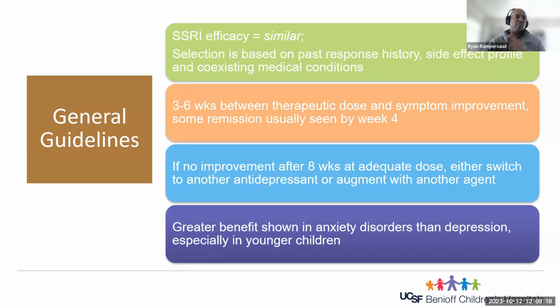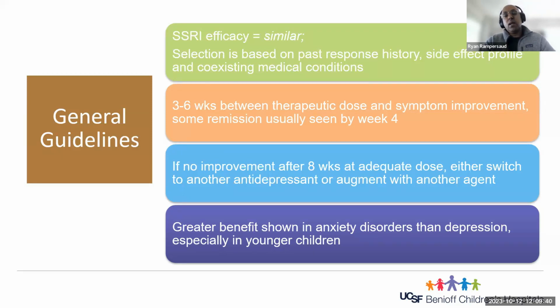So how long do I have to wait until I know that something is working? When should I make a change? When's the appropriate time? Really, I think 6 to 8 weeks. If there's no improvement after 8 weeks at an adequate dose, we can either switch to another antidepressant or augment with another agent. And we'll talk a little bit about that.